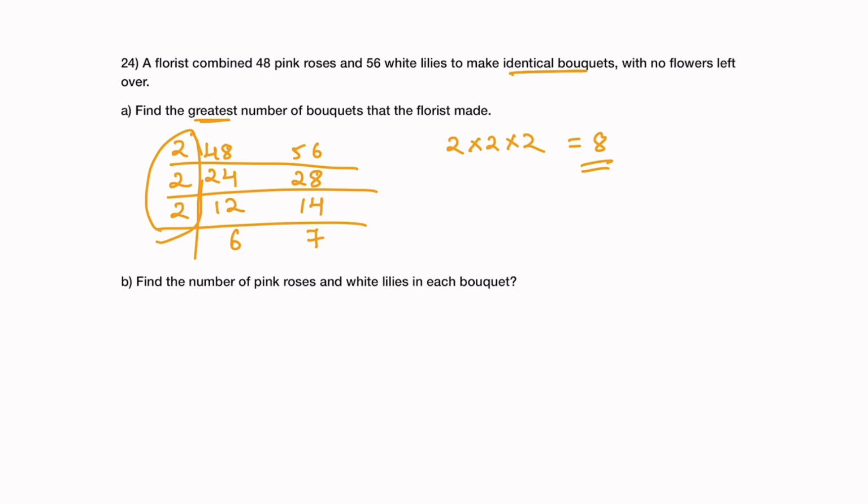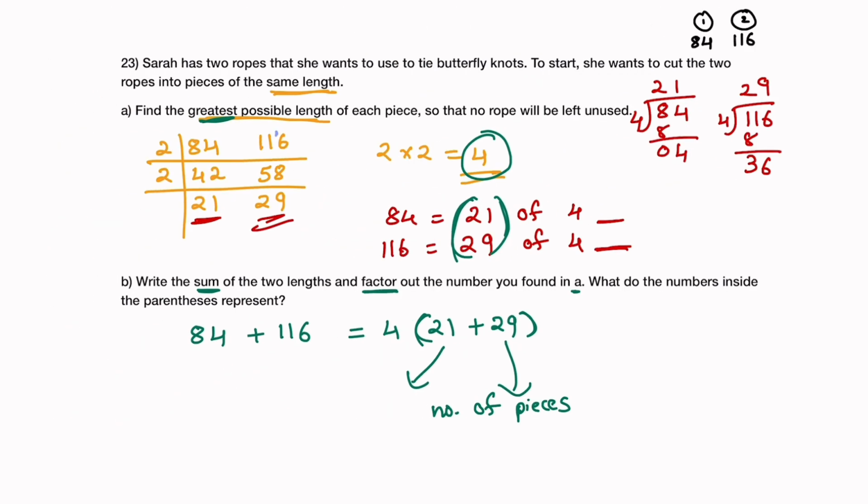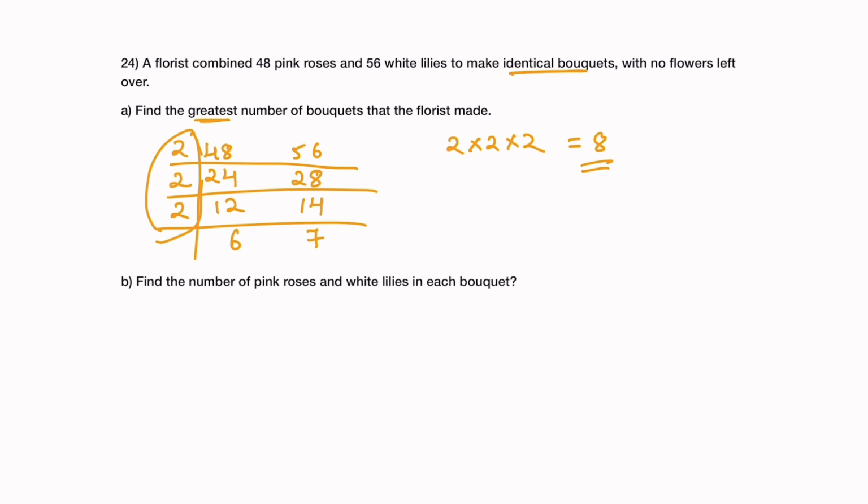Find the number of pink roses and white lilies in each bouquet. How do we do this? We need to do this process there. Okay? So we write here 48 plus 56 equals, what's common? 8. So we write 8 outside. 8 times 6 gives us 48. 8 times 7 gives us 56. So 48 represented roses and 56 represented lilies. So the florist can make 8 bouquets with each bouquet having 6 roses and 7 lilies.